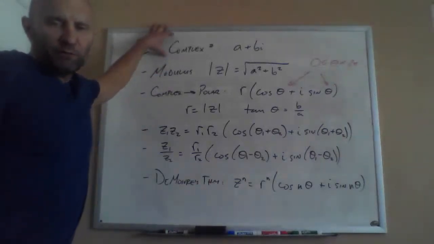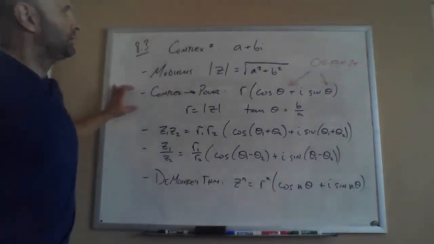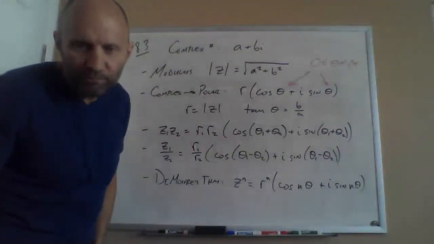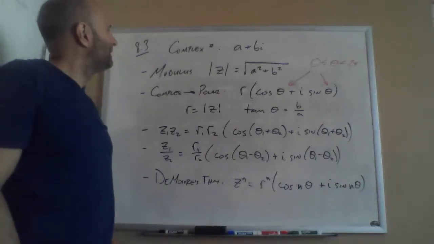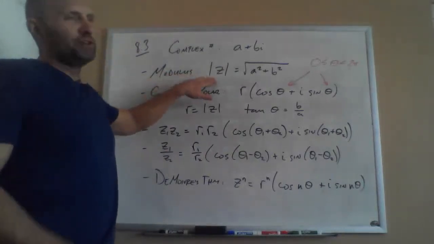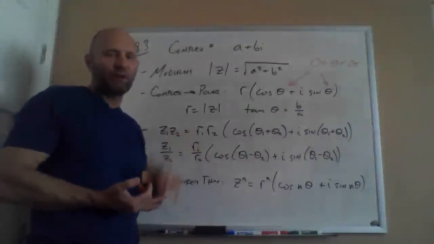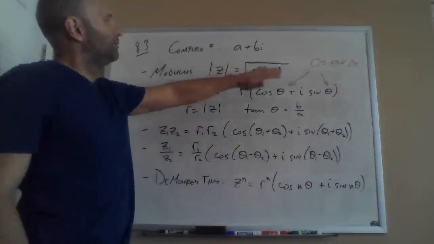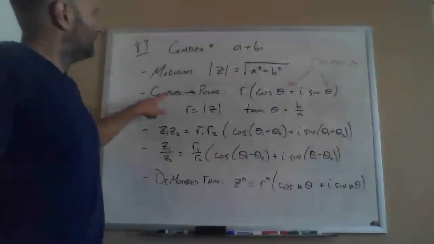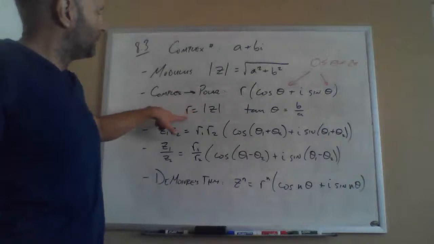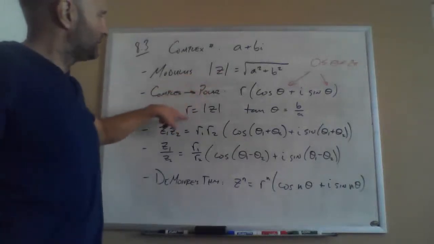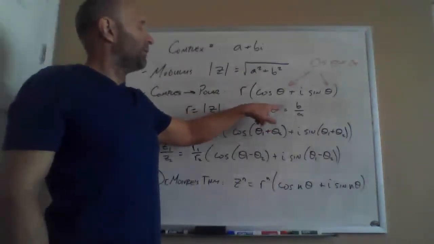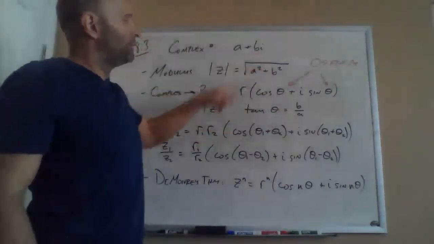In 8.3, we're converting from complex to polar. A complex number, if you remember, is a plus bi form. We have our modulus, which is like our Pythagorean theorem. It's our radius, the same formula all semester, square root of a squared plus b squared. To go from complex to polar, we need our value of r, which is just the modulus, and then we need theta, which we find by tangent of theta is b over a.